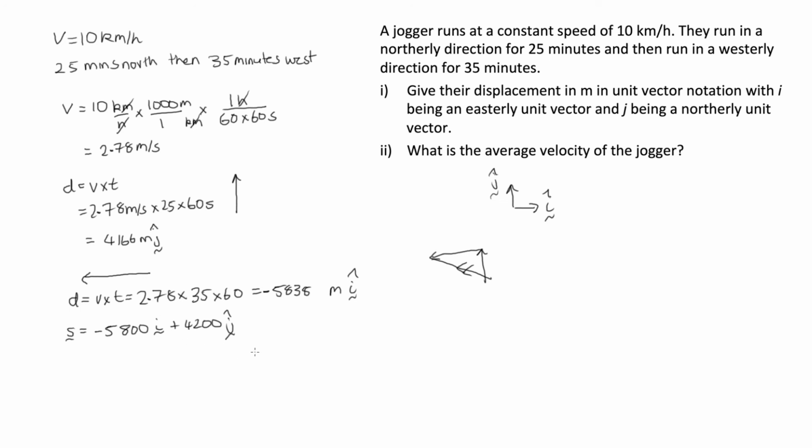And so that's our displacement in unit vector notation, and it's in meters. We need to include our unit. Okay, so that's part one. Now in part two, it asks us, what is the average velocity of the jogger?